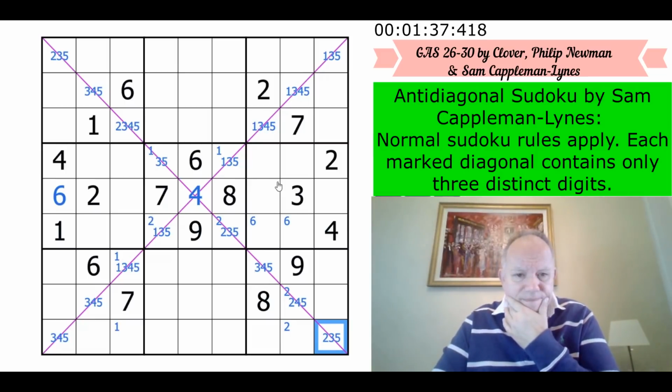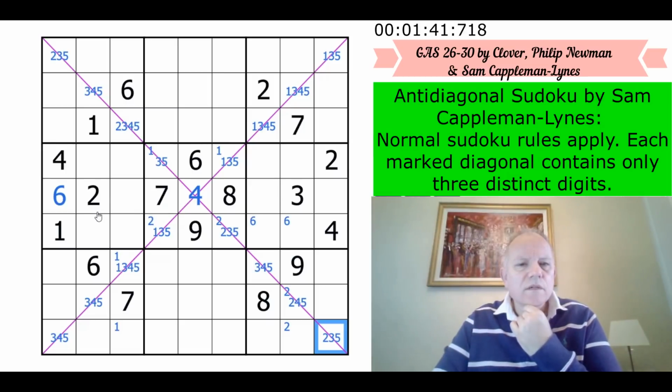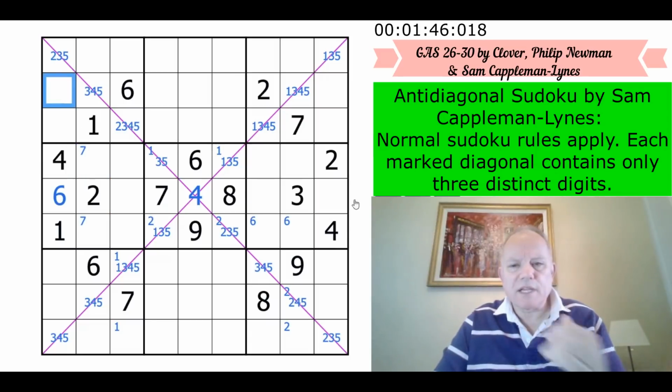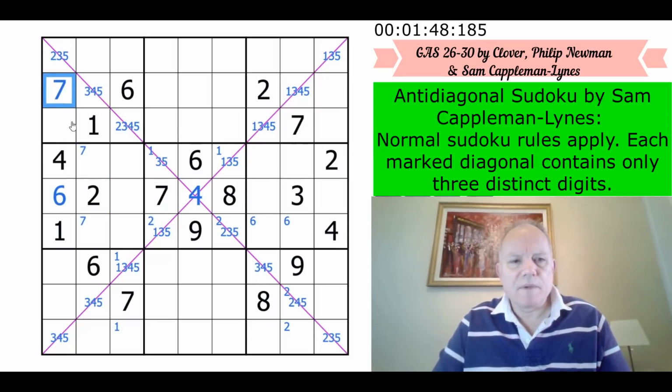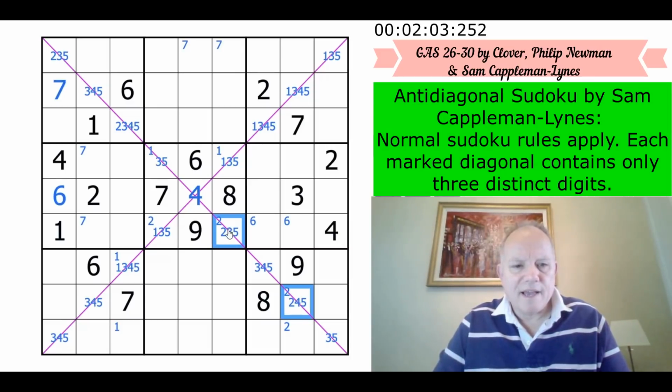Let me just... There's a 7 in one of those two cells. So that 7 has to be here because it can't be on the diagonal. Okay, that's slightly useful. Thanks, pencil marking. You did something after all. That can't be a 2. So if 2 is on this diagonal, it's there and there. I just don't think I can draw conclusions from that.